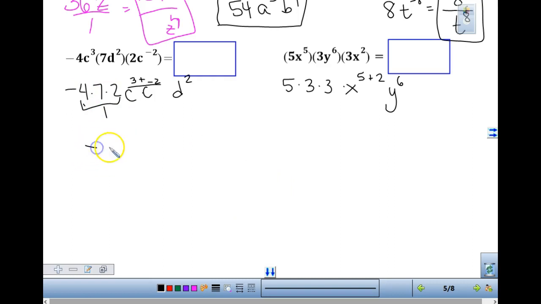Negative what? Negative 56. C is going to be to what power? We're adding 3 plus negative 2. So we're going to have C to the 1. Anything to do with the D? Nope. D to the 2nd? Oh, I have this answer, negative 56 C, D to the 2nd.